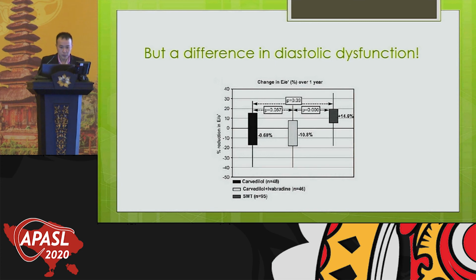But there was a difference in diastolic dysfunction. So we know that a responder to total heart rate reduction resulted in a 0.68% decline in that E to E prime ratio with carvedilol alone, and a 10.8% decline with a combination of carvedilol and ivabradine. But in contrast, there was a 14.6% increase in that E to E prime ratio in group B. You can see there. So this is actually very interesting.